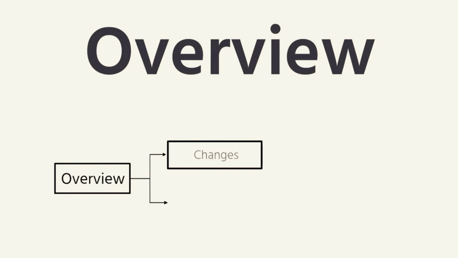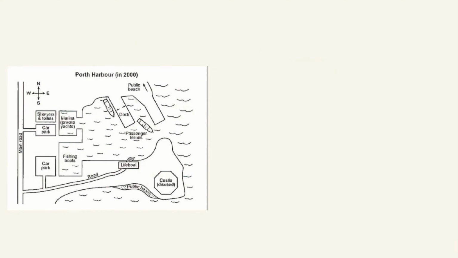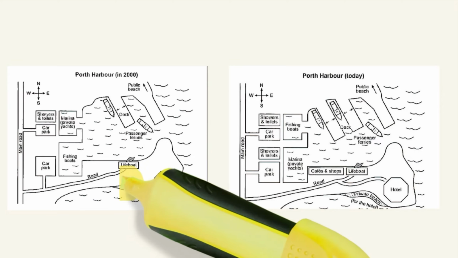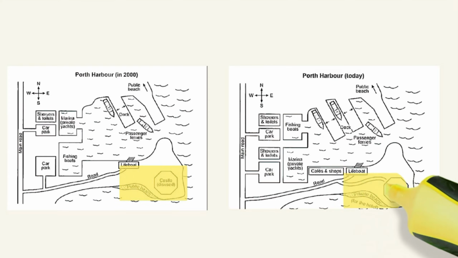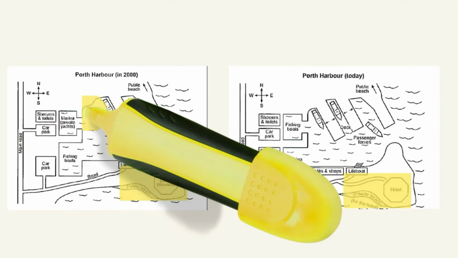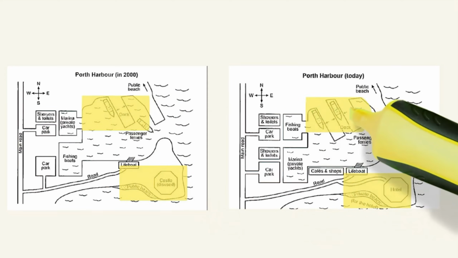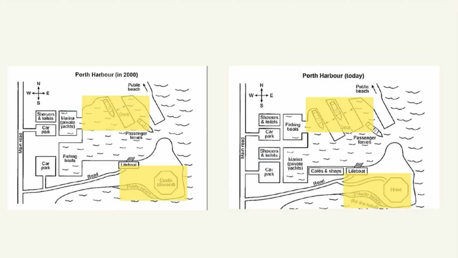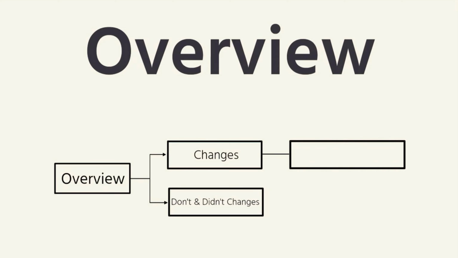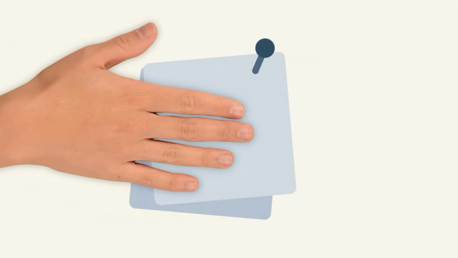In the overview, focus on describing the key changes and what has stayed the same. For example, the most obvious changes in these diagrams are the construction of a new hotel and the transformation of a public beach into a private hotel beach. Additionally, a new dock and tourism facilities have been added. Instead of listing every single detail, I recommend focusing on the purpose behind these changes, which will give your overview more depth and clarity. Tip 4.